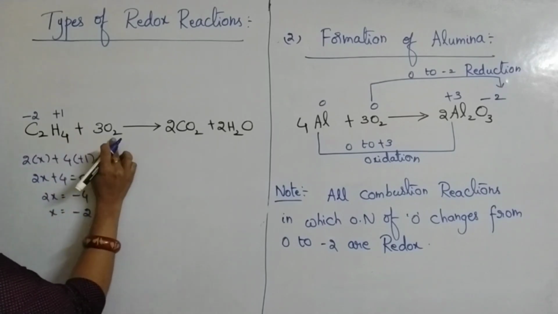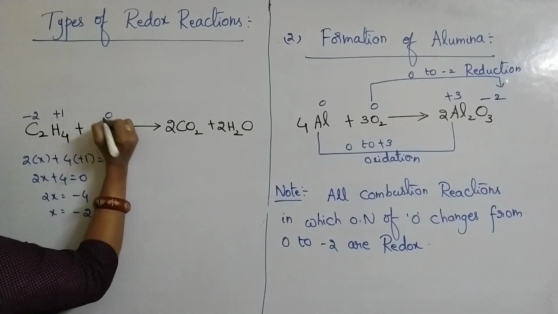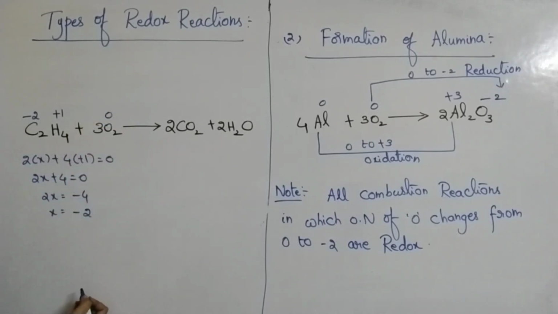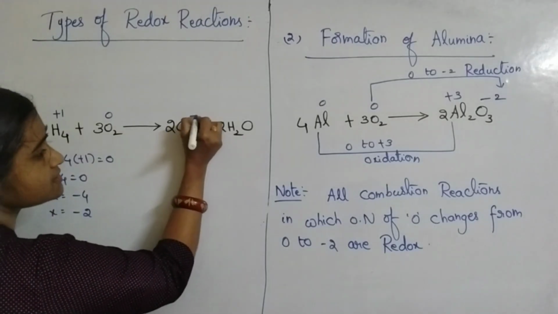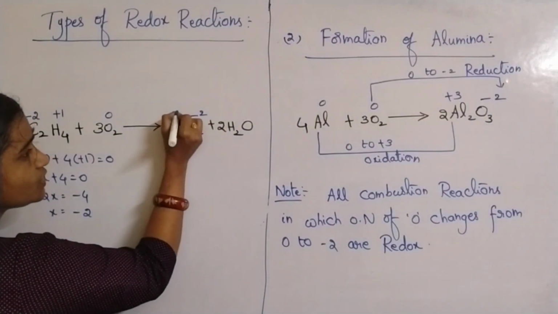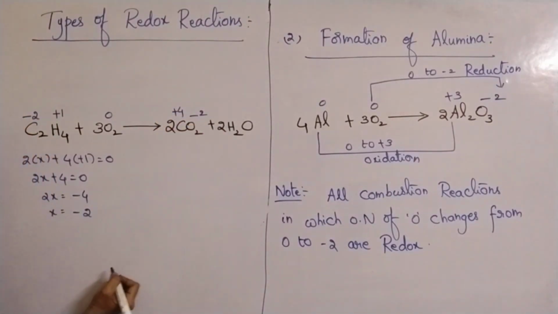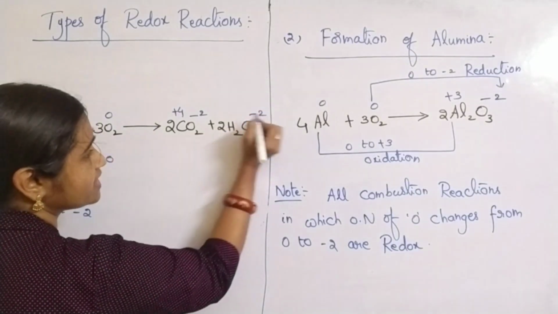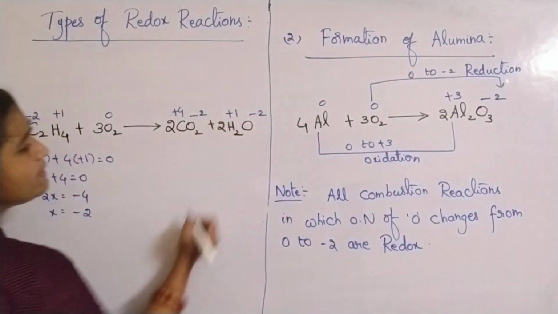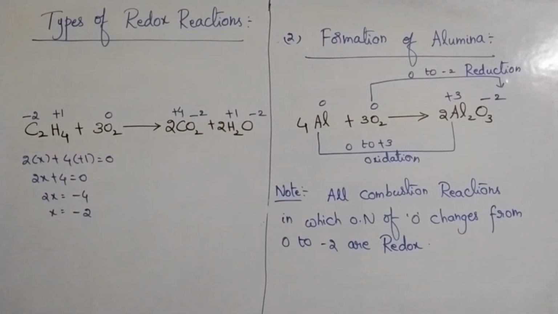Then oxygen is available in the elemental form, so you will take the oxidation number of oxygen as 0. And carbon is, oxygen is minus 2. So here carbon will be plus 4, and similarly oxygen is minus 2. So hydrogen will be plus 1. Okay, so these are the oxidation numbers which we have assigned.